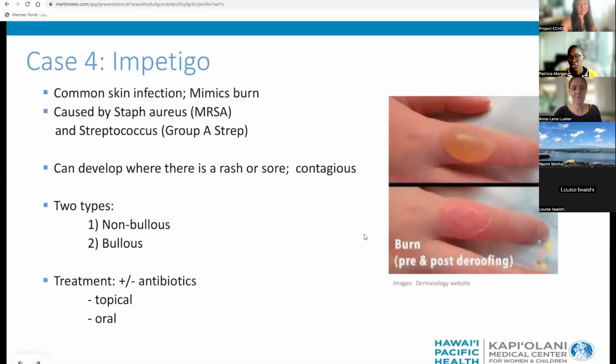And so here, just to show you a burn, this is a superficial partial thickness burn. So we don't use 1st degree, 2nd degree anymore. We talk about either superficial thickness, partial thickness, which can be superficial, or a deeper thickness, and then full thickness. But once the burn blisters or ruptures, it can look pretty similar to the pictures that we just saw with this infant.